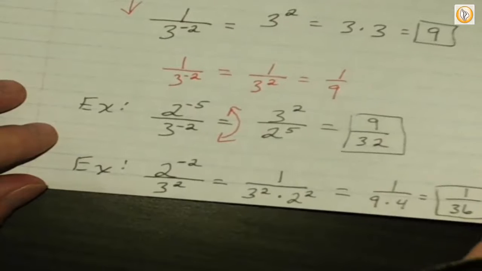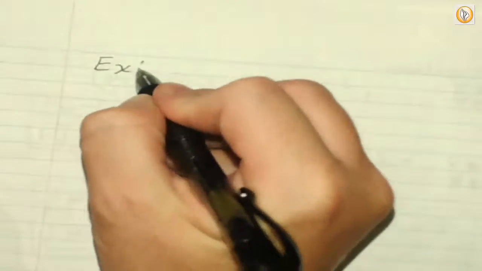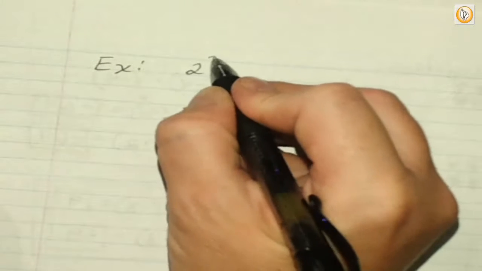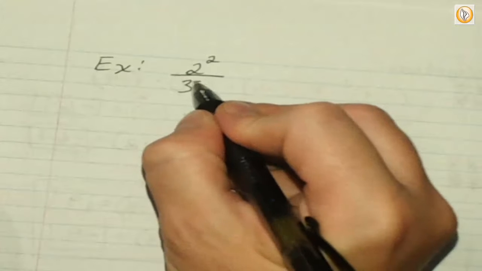Yes, ma'am. What if it's the opposite? Like there's not a negative on the top, but there's a negative on the bottom. Okay, let's do it. I don't care how many examples we do. All right, Tanner, wake up. So let's say it's 2 squared on top and 3 to the negative 2 on the bottom.